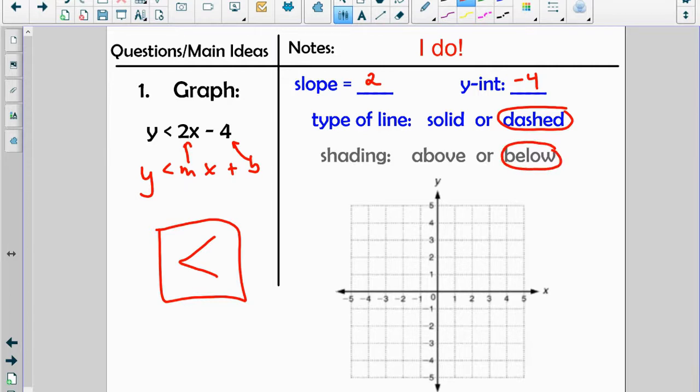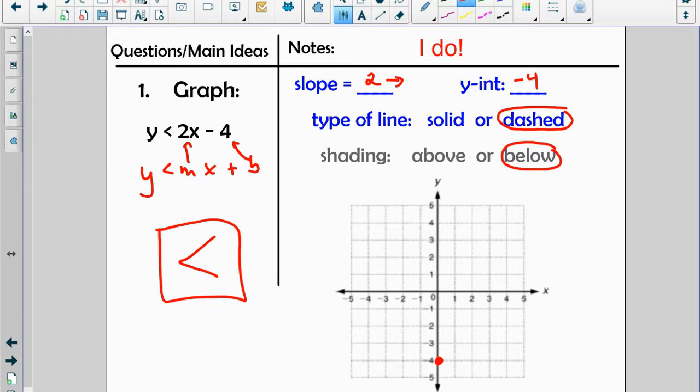So let's go ahead and begin graphing now that we have everything that we need right up above. We're going to start with the y-intercept because that's how we graph lines. We start at the y-intercept of -4. So on the y-axis, I plot a point right at -4. From there, I want to use my slope, which is 2, to plot the other points.